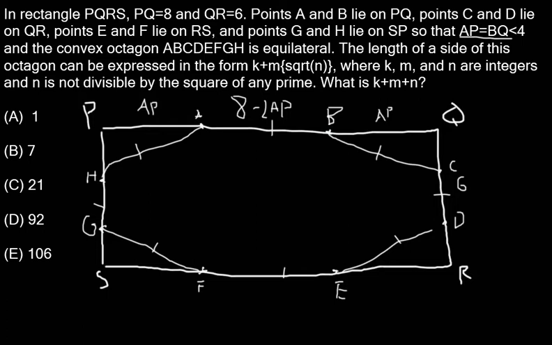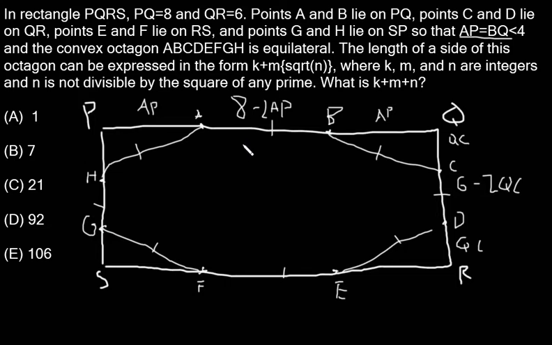Alright, here, let's figure out something else. So let's call the length of Q to C, let's call that QC. Let's call the length of D to R also QC, right? Because they're the same. And C to D, well, that's 6 minus 2 QC. Alright, and since this octagon has all equal sides, we're going to say that 8 minus 2 AP is equal to 6 minus 2 QC, right, because these are equal to each other. Let's draw that in a different color.